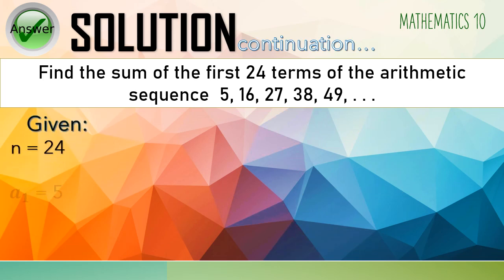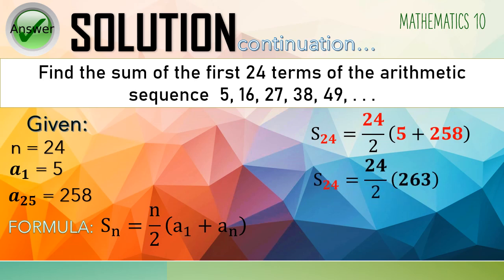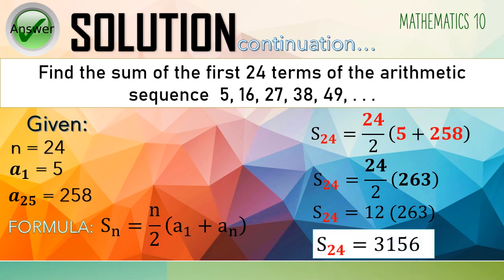Okay, so listing the data necessary for my arithmetic series formula. So here, I'm gonna substitute already. So I would have 5 plus 258 is 263, multiplied with 24 over 2, which is equivalent to 12. And so 12 times 263, we would have 3,156. So the sum of the first 24 terms of the arithmetic sequence 5, 16, 27, 38, and so on is equal to 3,156. And we're done. As easy as that.